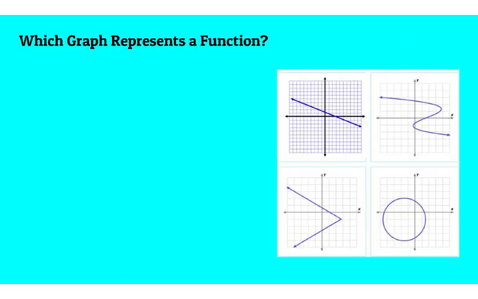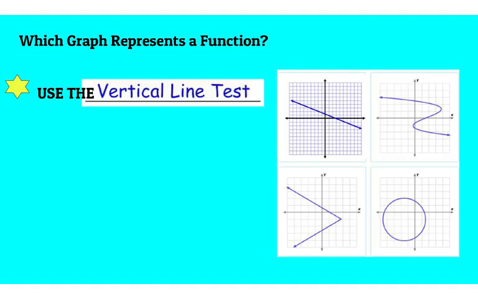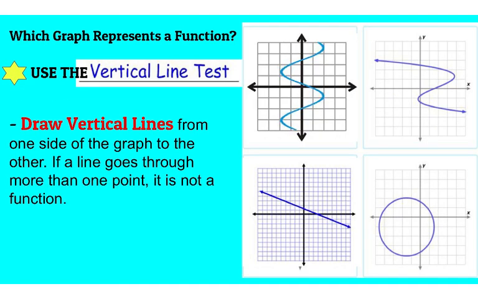Next, we're going to look at a graph. When we're dealing with a graph and we're trying to find out if it's a function or not, you're going to put it through something called the vertical line test. And the vertical line test is when you draw vertical lines from one side of the graph to the other, and if the line goes through more than one point, it is not a function.